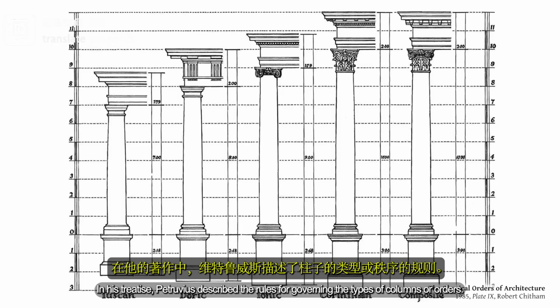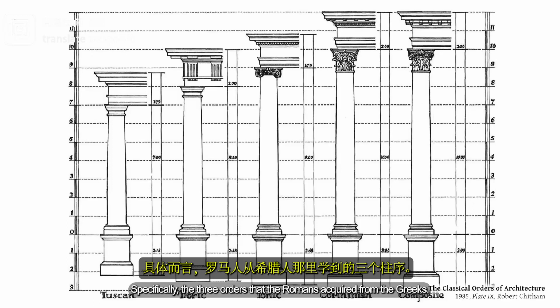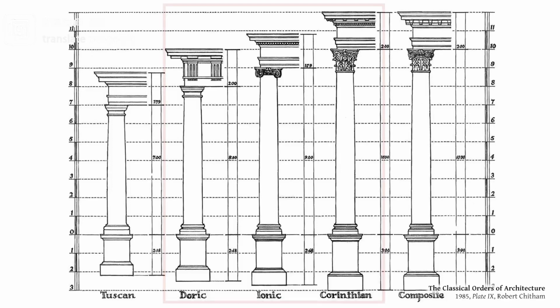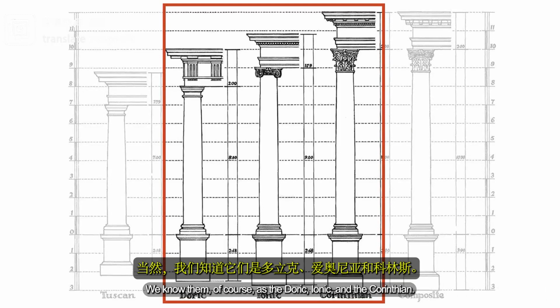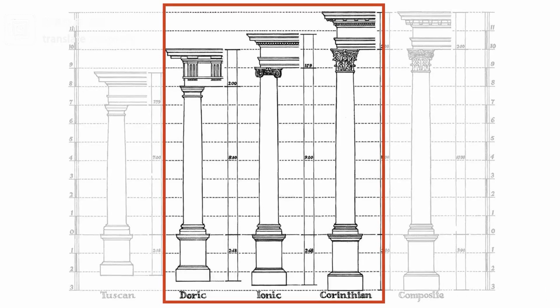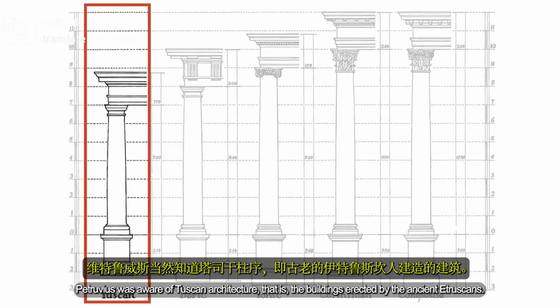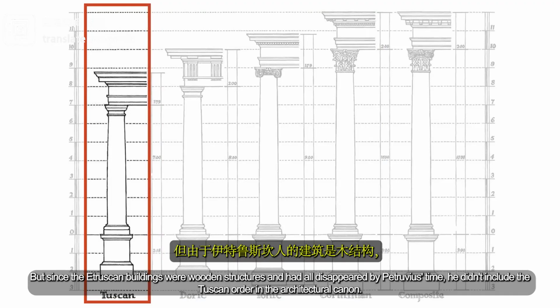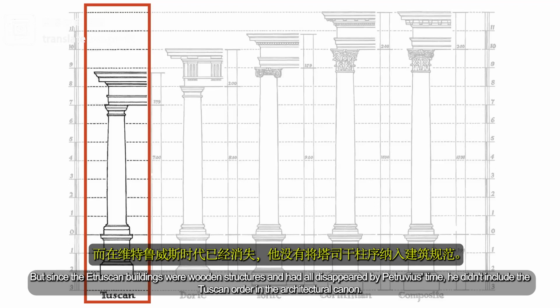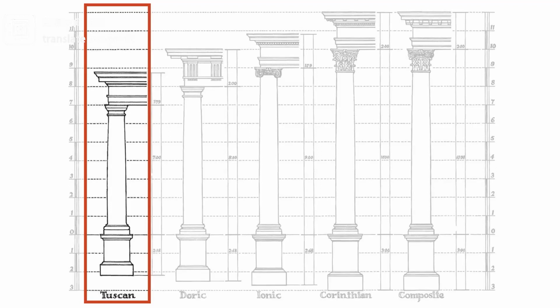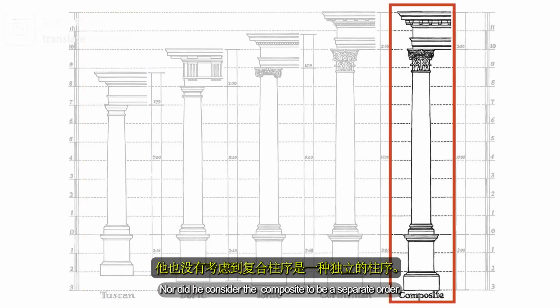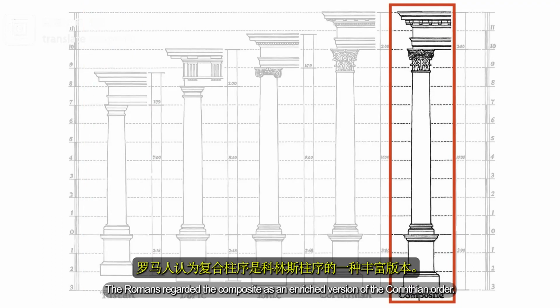In his treatise, Vitruvius described the rules for governing the types of columns or orders, specifically the three orders that the Romans acquired from the Greeks. We know them, of course, as the Doric, Ionic, and the Corinthian. Vitruvius was aware of Tuscan architecture, that is, the buildings erected by the ancient Etruscans. But since the Etruscan buildings were wooden structures and had all disappeared by Vitruvius's time, he didn't include the Tuscan order in the architectural canon. Nor did he consider the composite to be a separate order. The Romans regarded the composite as an enriched version of the Corinthian order.